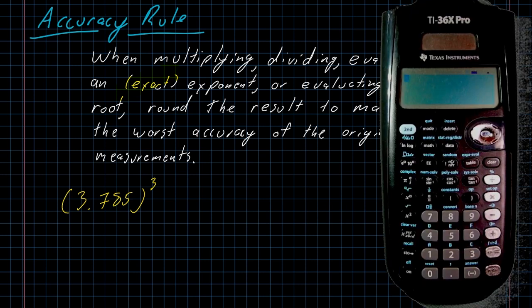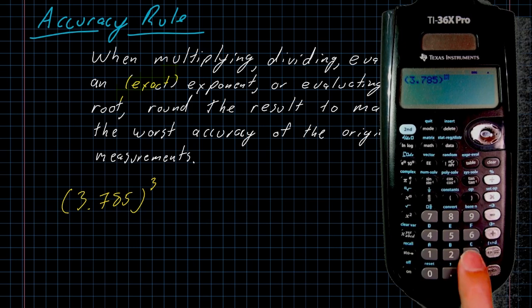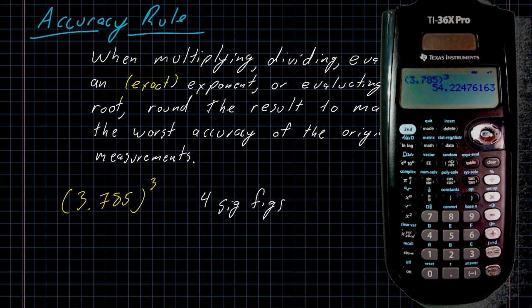And so let me grab my calculator here, and let's calculate 3.785, the whole thing raised to the third power. My calculator gives me this value, 54.22476163. That's quite a mouthful. But we can round it using the accuracy rule. Our initial measurement here has 4 significant figures. So I'm going to take just the first 4 significant figures of this result.